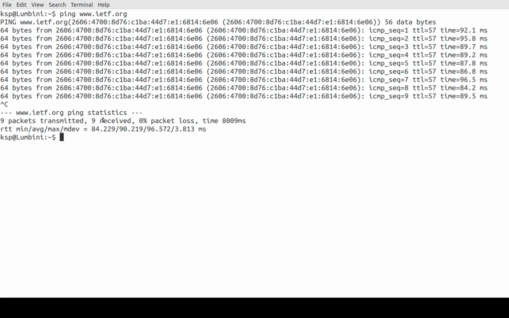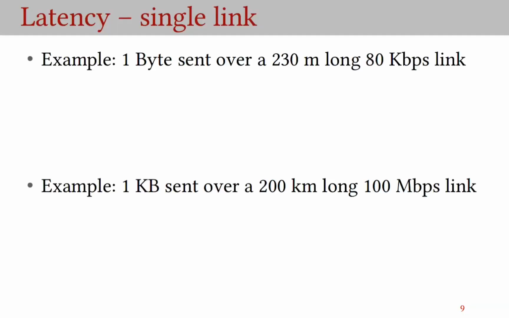At the end, it outputs ping statistics. All in all, 9 packets sent, 9 received, and this is the minimum, average, maximum, and standard deviation statistics for our round trip time. And those numbers for this run of ping were: minimum 84.2 milliseconds, average was 90.2 milliseconds, maximum was 96.5 milliseconds, and the standard deviation was 3.8 milliseconds. Now let us calculate latency for these two examples.